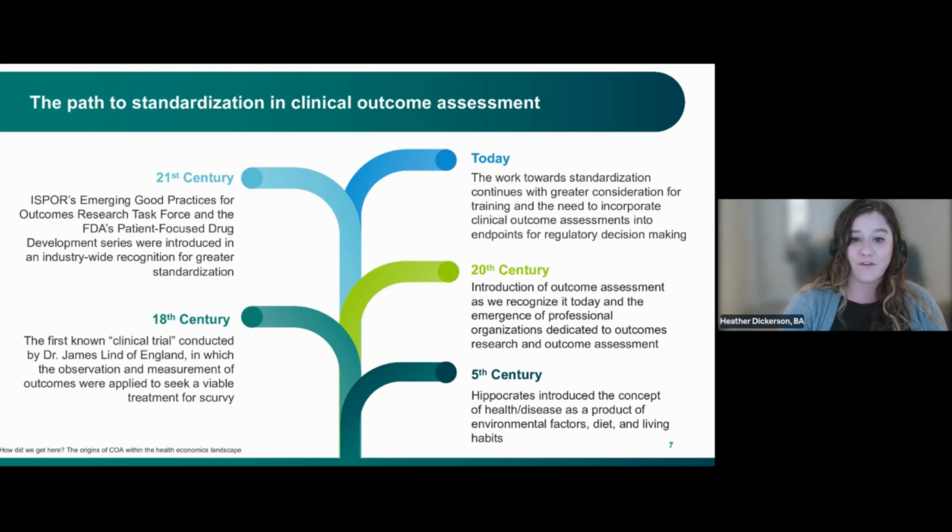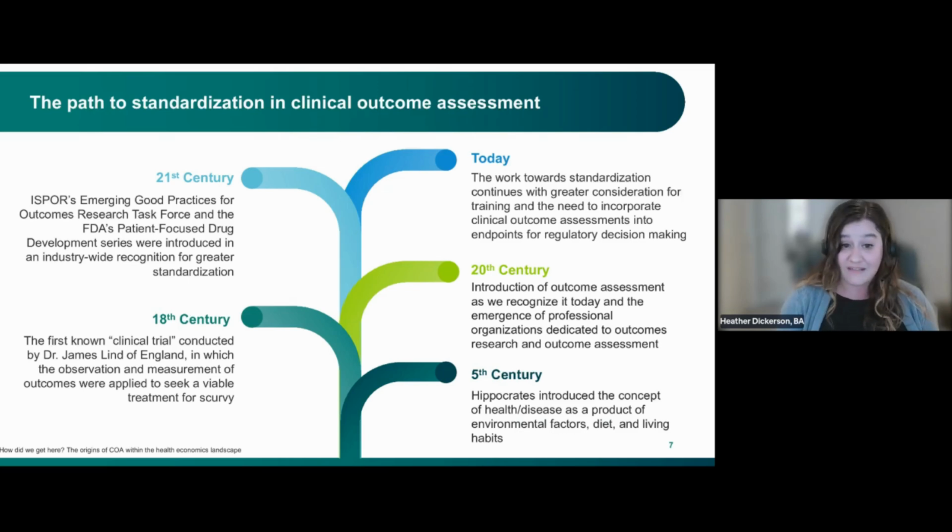Now, looking forward from there to the 20th century, we're going to jump to 1966, when Dr. Donabedian published his Evaluating the Quality of Medical Care, in which he described the structure process outcome model of healthcare evaluation. Dr. Donabedian concluded that one can only understand the effectiveness and quality of care provided by considering and including the evaluation of outcomes of that intervention.